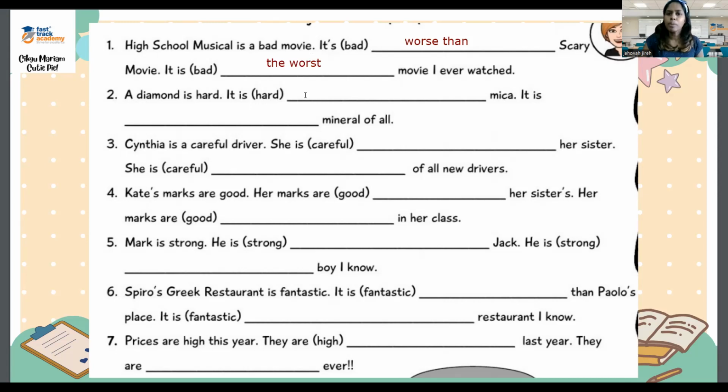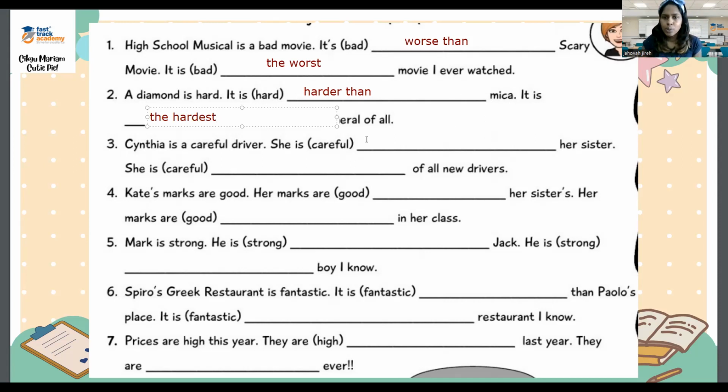Good. Number 2, diamond. A diamond is hard. It is harder or more hard? You can say it is harder than mica. It is the hardest mineral of all. Remember to add the word the in front of the adjective.